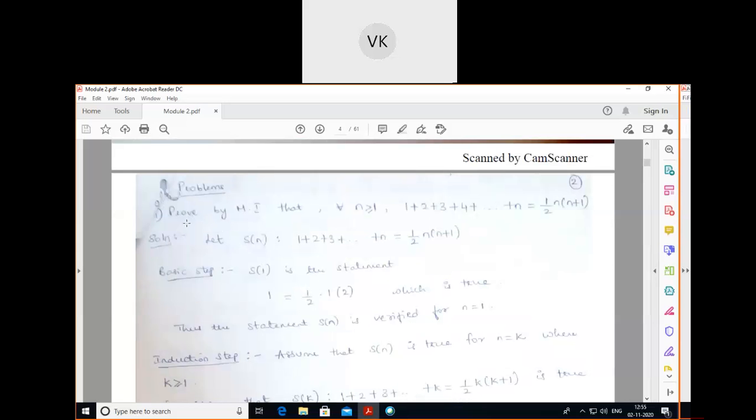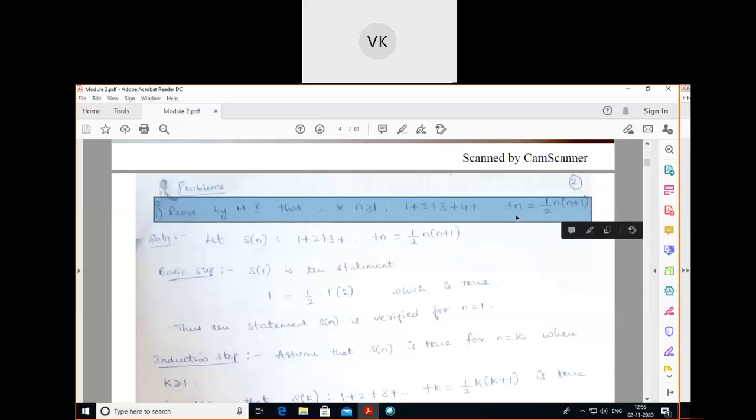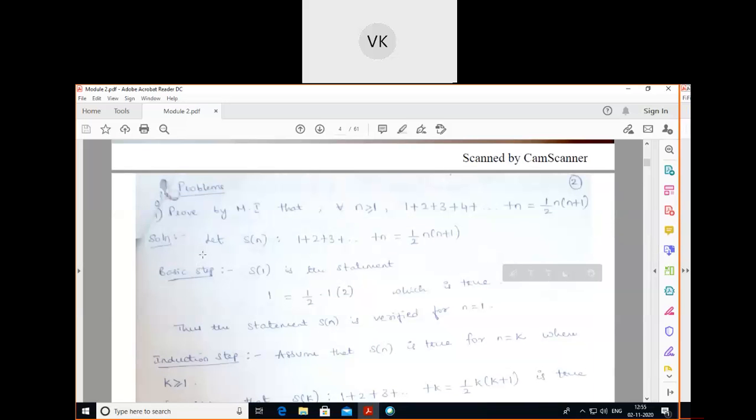You see here, once again I will explain. This is the given statement here. We have to prove the given statement with mathematical induction. First we take, let S of n be 1 plus 2 plus 3 plus so on plus n is equal to 1 by 2 n into n plus 1.